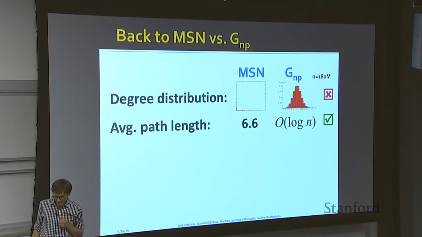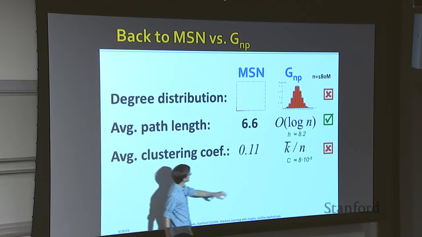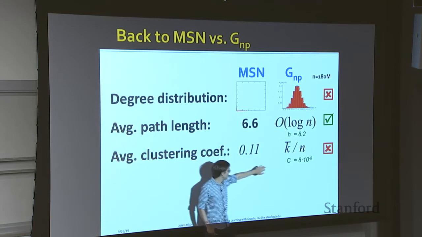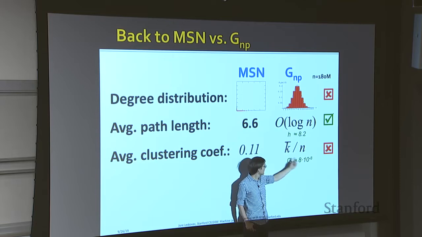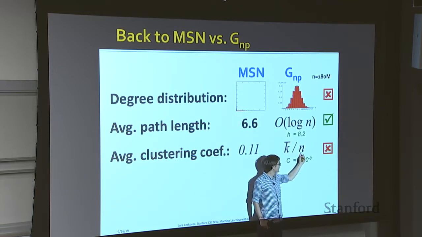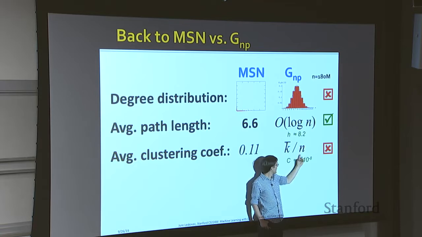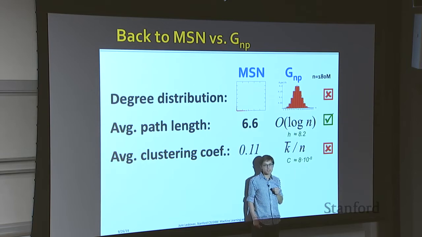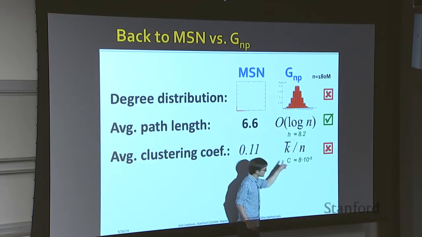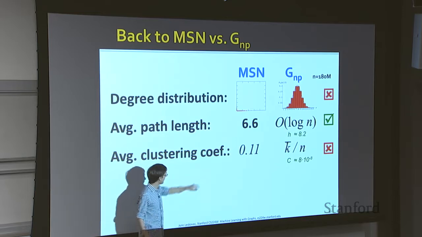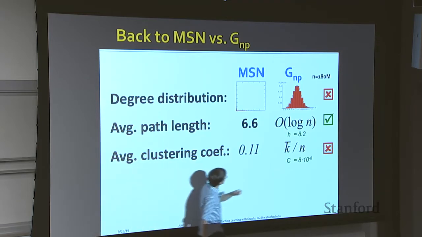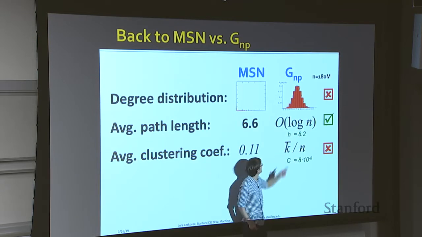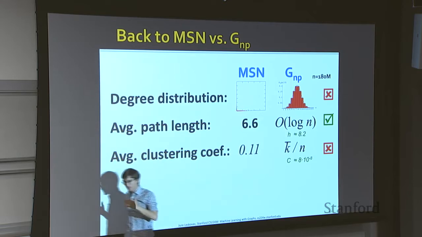Then we said clustering coefficient, right? In our graph, the MSN graph had 0.11. If you enter the average degree, which was 14, divided by 180 million nodes, then an equivalent random graph would have clustering of 8 times 10 to the minus 8, right? So we are about 6 orders of magnitude away, so obviously not good, right? For the diameter, log base 10, for example, of 180 million is 8.2. So it's quite close. So we can be happy. It's the right kind of order of magnitude.